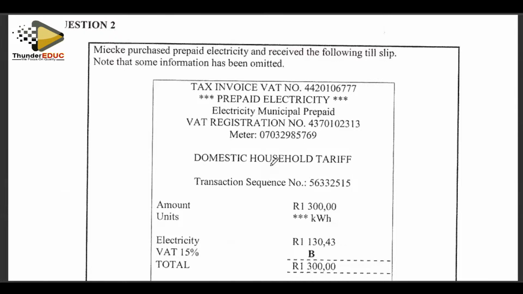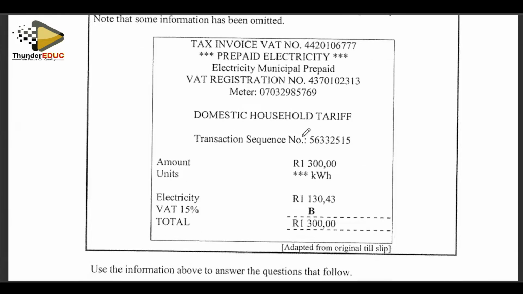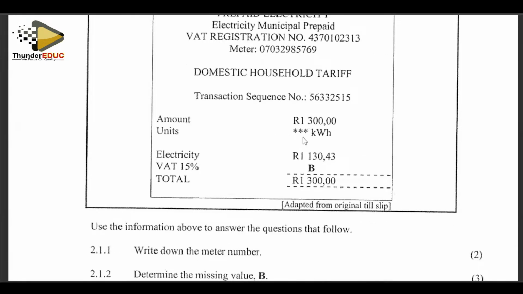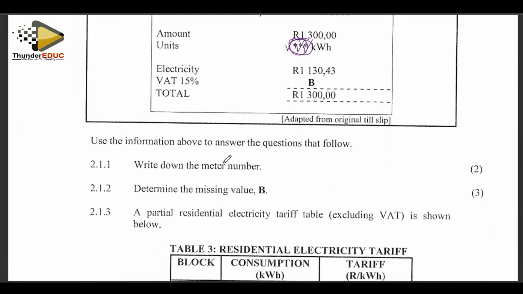Let's look at question number 2. Question number 2 talks of Maki, who purchased prepaid electricity and received the following till slip. Note that some information has been omitted, like the units that he or she bought. Write down the meter number.